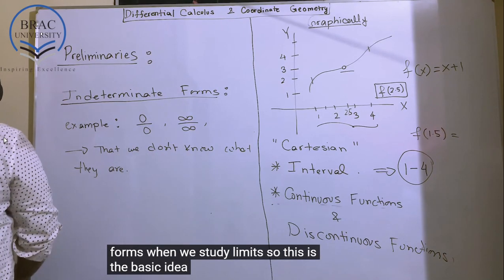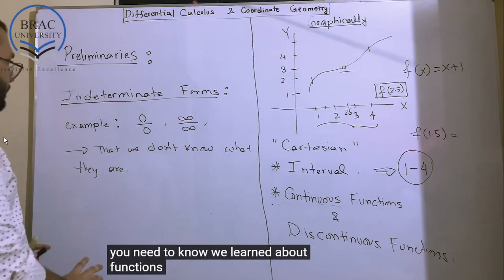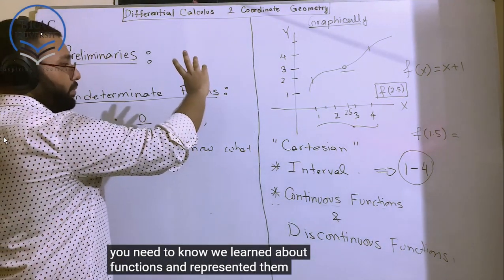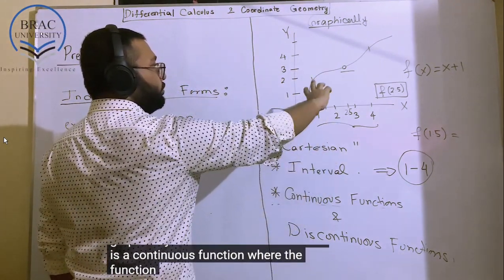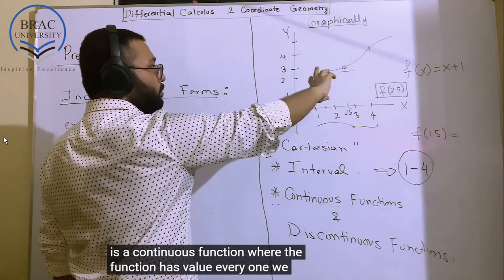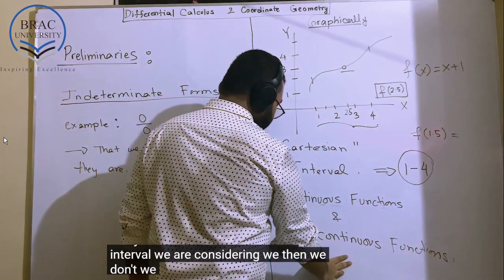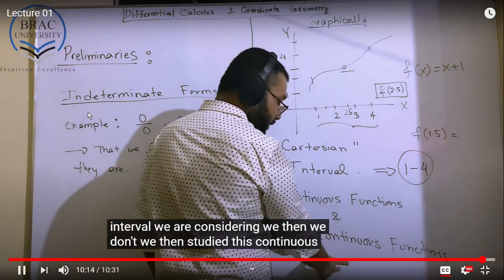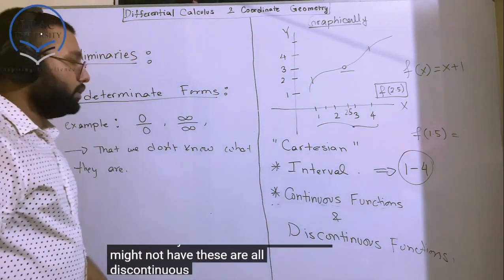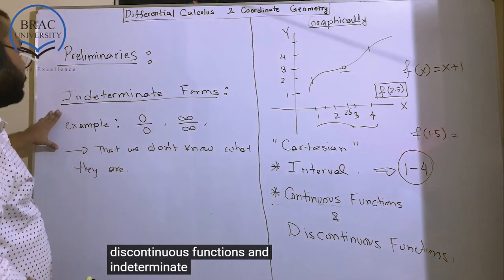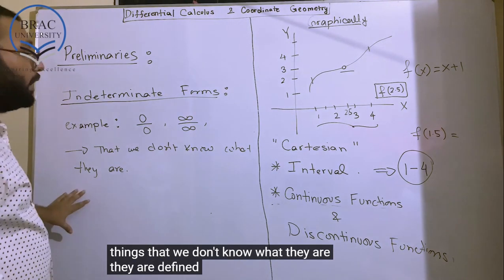So this is the basic idea of the preliminary stuff you need to know. We learned about functions and represented them graphically. We learned what an interval is, and a continuous function, where we have every value of that function in the interval we are considering. We then studied discontinuous functions, where there are certain values that we might not have, and indeterminate forms, the things that we don't know what they are. They aren't defined in mathematics.